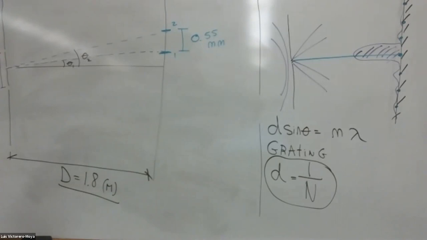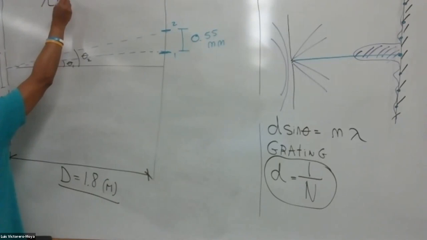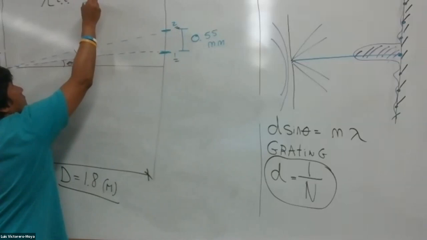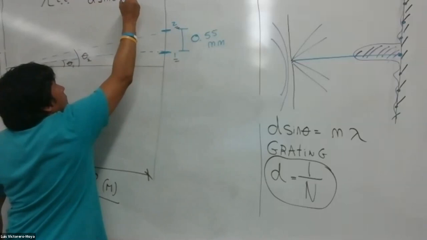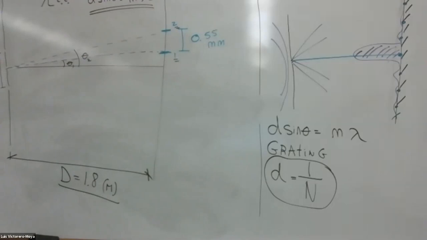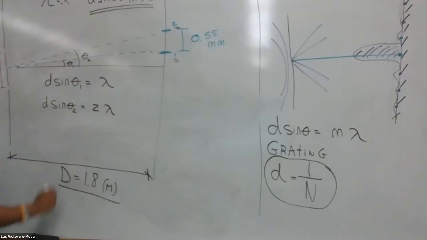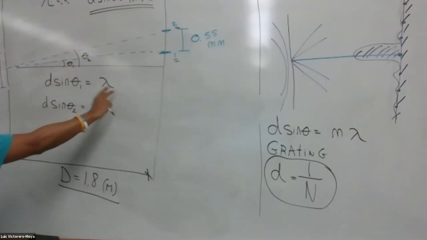What's the wavelength of light? So you want to find lambda in this case. Since this is bright fringes, we know the equation we have to use. We have to use that, constructive interference. For order one, I have this, m lambda. For order two, I have this. But I don't have lambda, I don't have thetas.